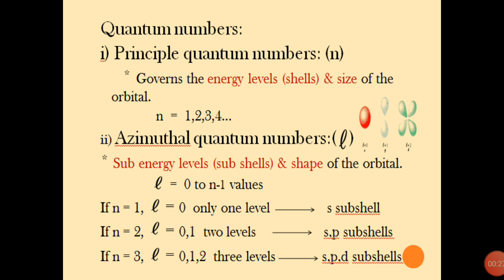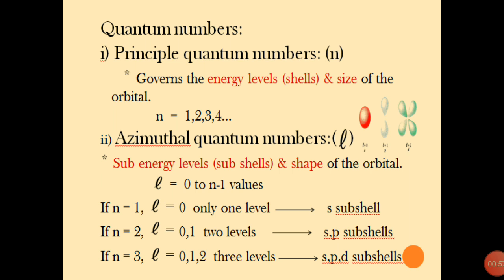First one is the principal quantum number. We have four quantum numbers. The principal quantum number says the energy level and size of the orbitals. N is equal to 1, 2, 3, 4, etc. From this quantum number, we can know where the electron is present in the atom, that means in which shell electrons are present.